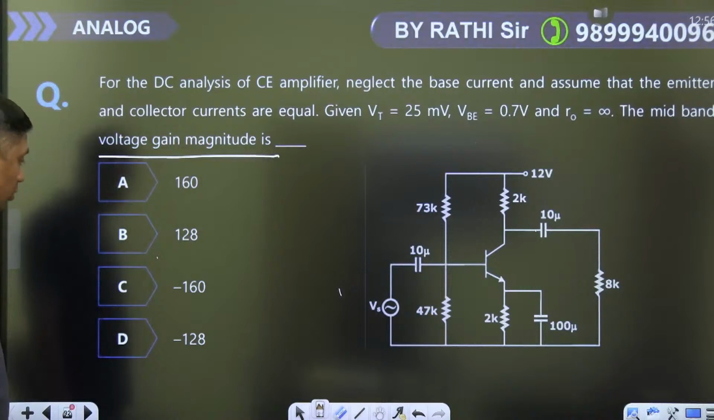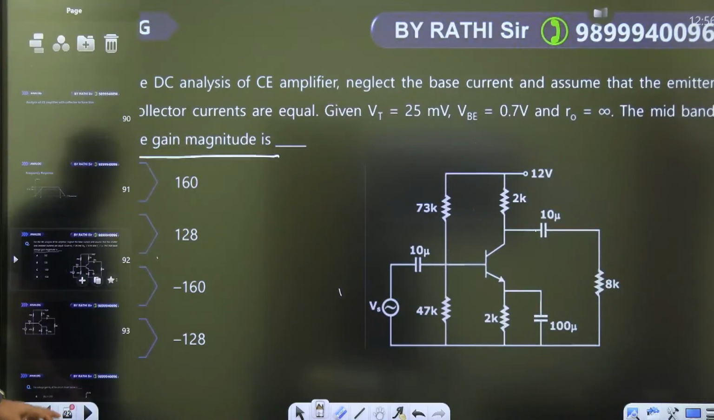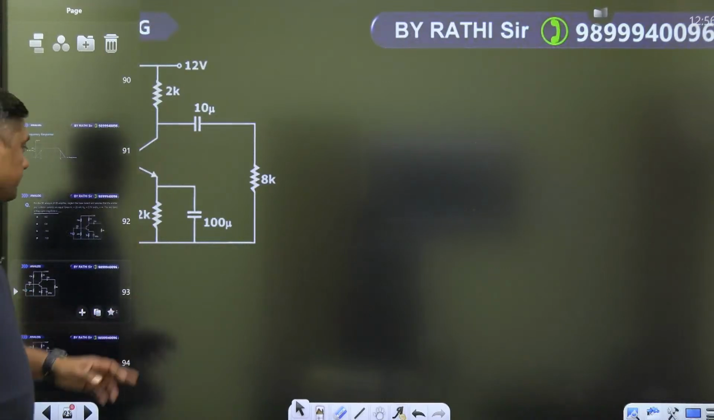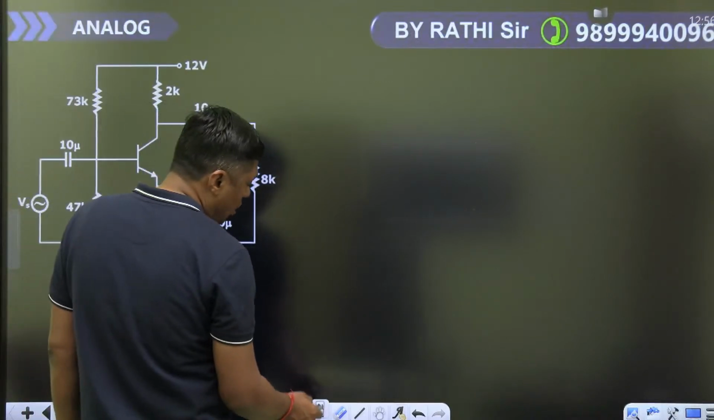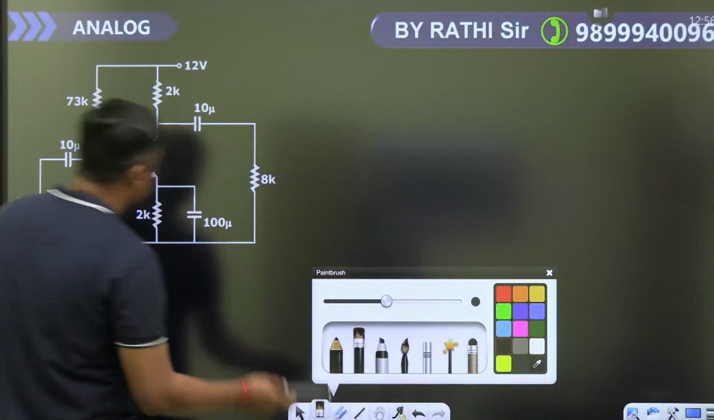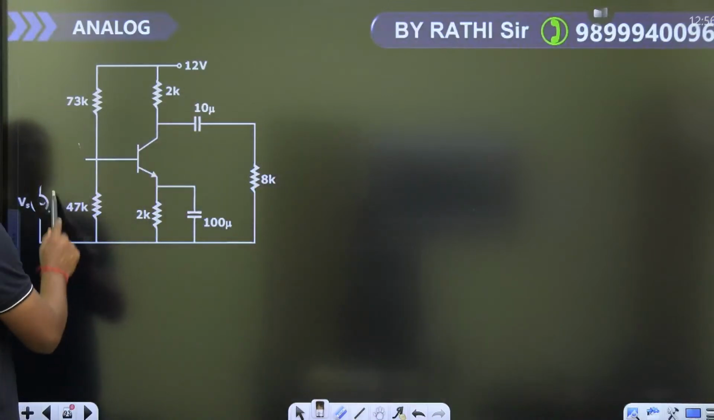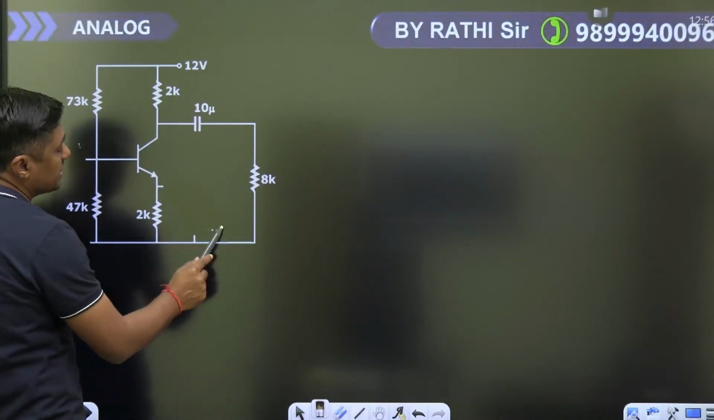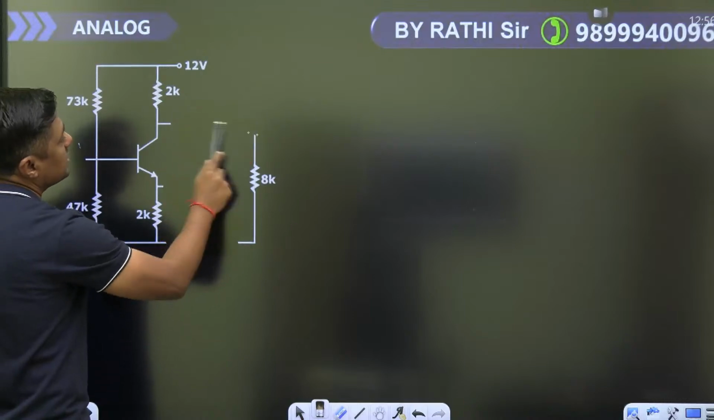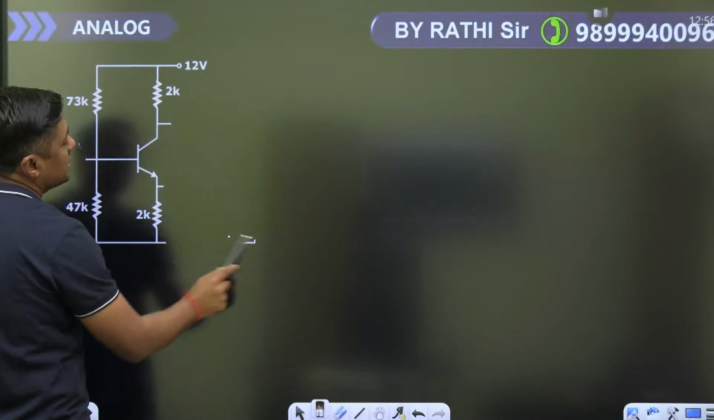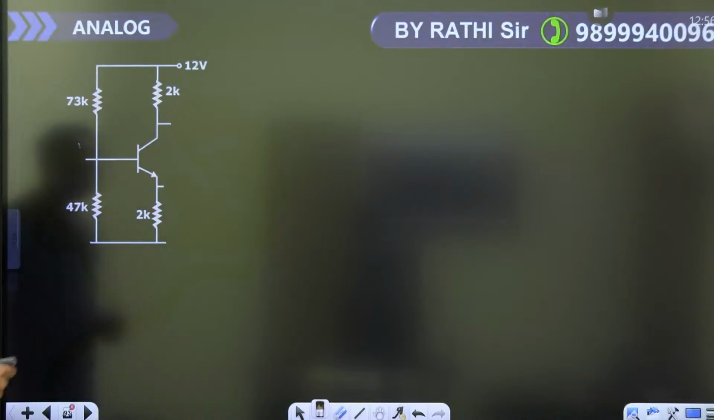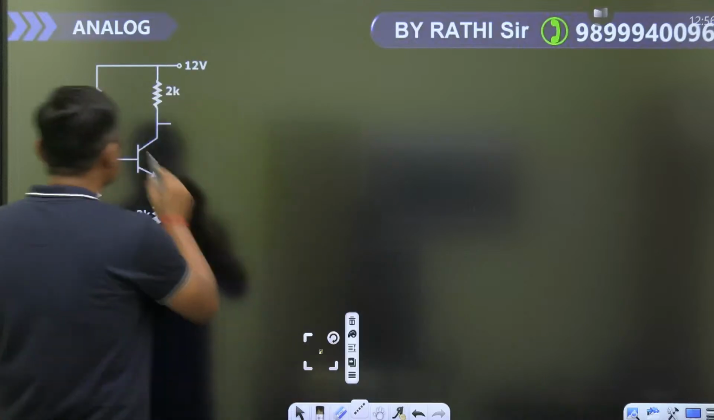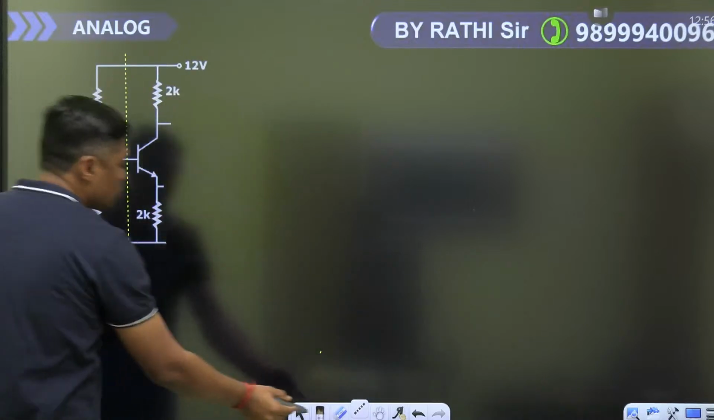But first of all, you have to find the small RE. To find the small RE, you have to do the DC analysis. During DC analysis, all the capacitors will act as what? Open circuit. Remove this. This capacitor will act as open circuit. This capacitor will act as open circuit. That is the diagram. So during DC analysis, this is the diagram. Now, apply the Thevenin's. Base current is negligible, so only find the VTH.